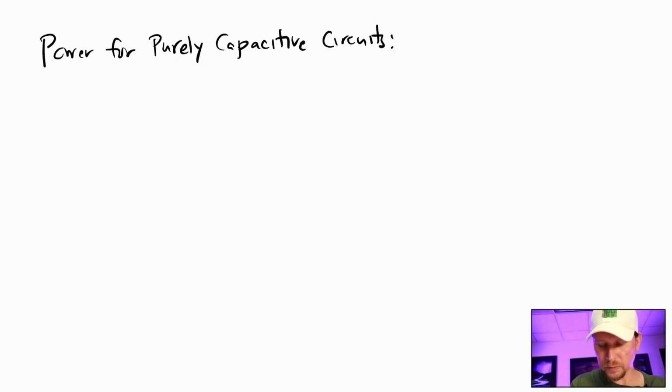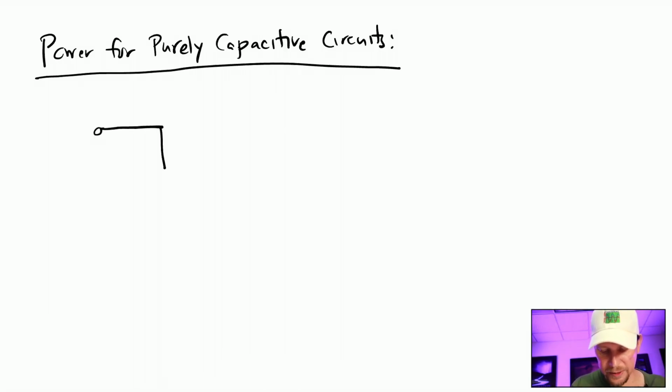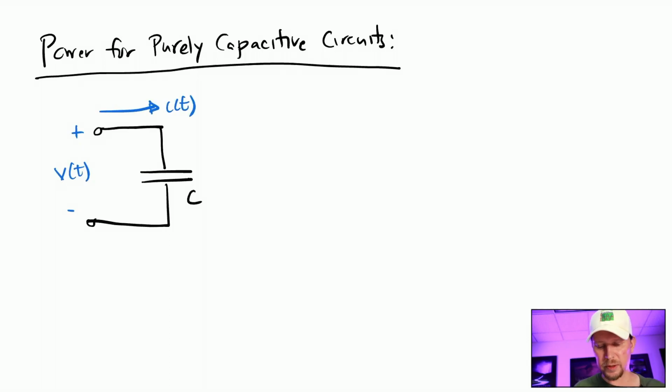So let's take a look at power for purely capacitive circuits or loads. Suppose that we had a capacitor here, characterized by a capacitance C. One of the things that we can do is place a sinusoidal voltage across it, in which case there will be a sinusoidal current that flows through the terminals.